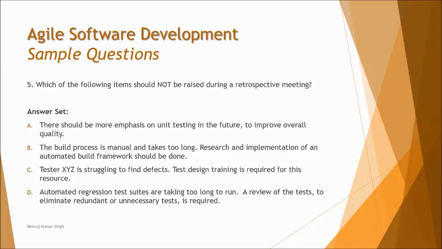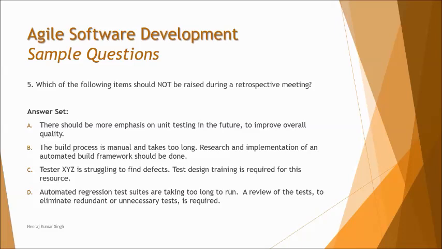The second one is the build process is manual and takes too long. Research and implementation of an automated build framework should be done here. So of course, when you determine that the manual process is taking a lot of time, then maybe you can look forward to having an automated deployment, because this is one of the inputs from continuous integration, that generally these are automated. And of course, we generally use automation tools for that.